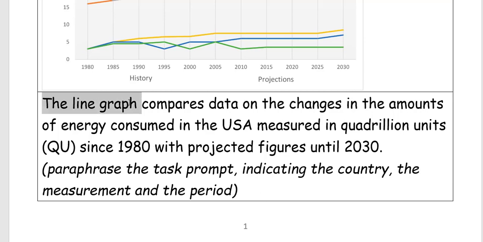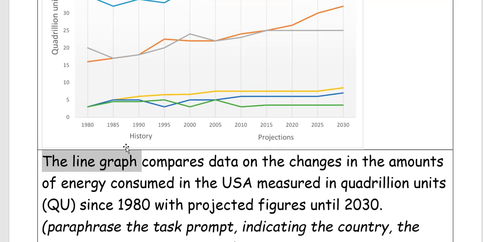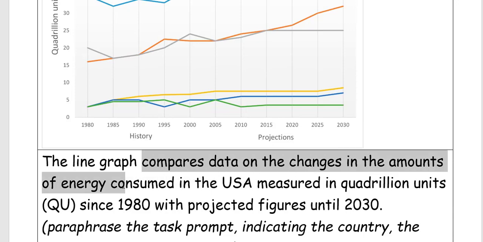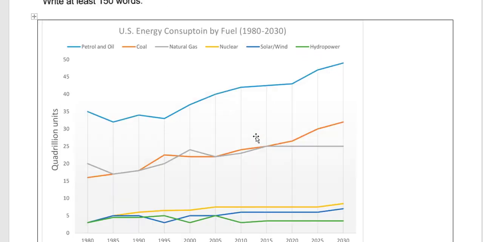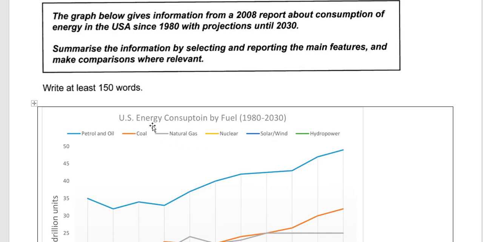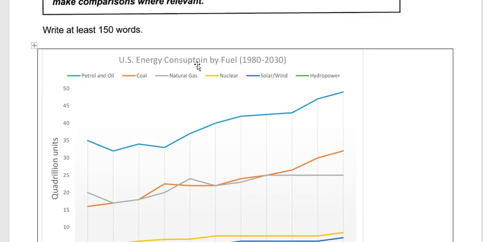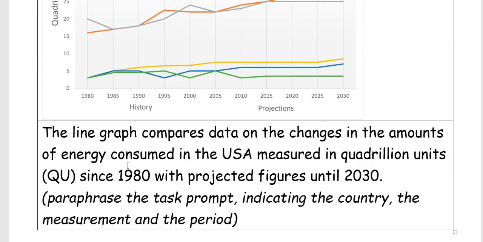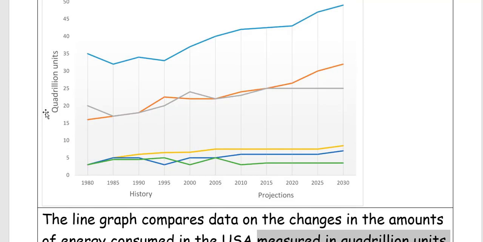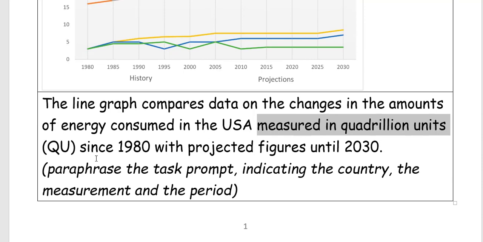So the line graph, so remember we need to indicate the type of the graph that we are writing. So in this case it's a line graph, and therefore we need to write: the line graph compares data on the changes in the amounts of energy consumed in the USA, right? We have US energy consumption. So consumption is a noun, but here I've used it as a verb. So of energy consumed in the USA and then measured in quadrillion units, right? Look at this, quadrillion units.